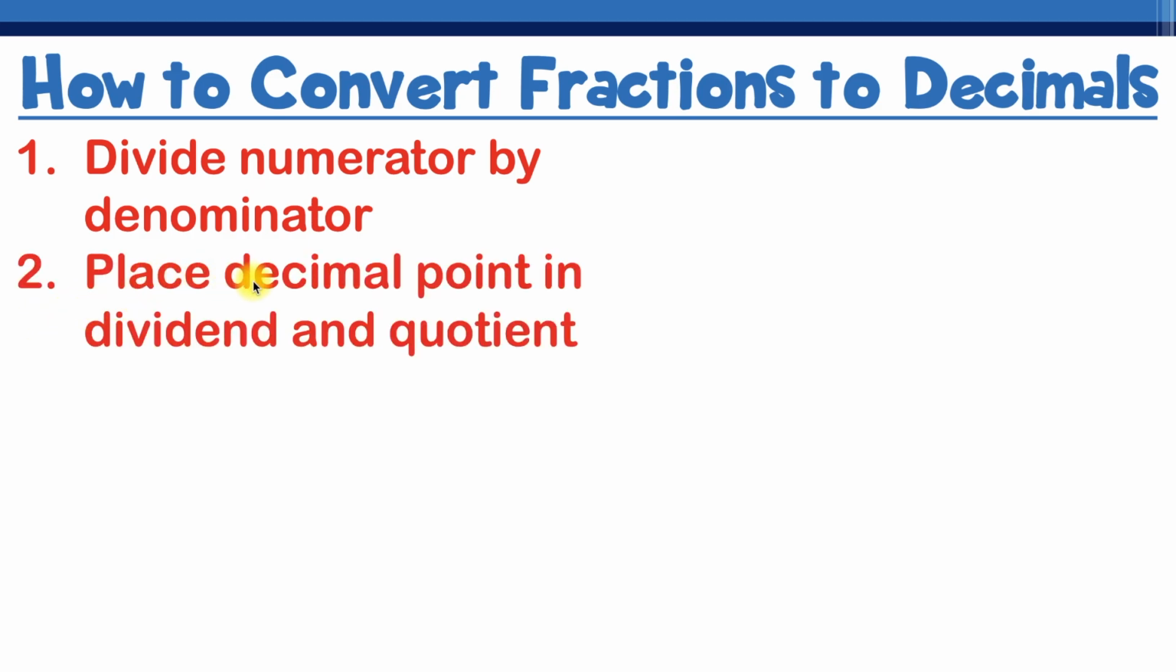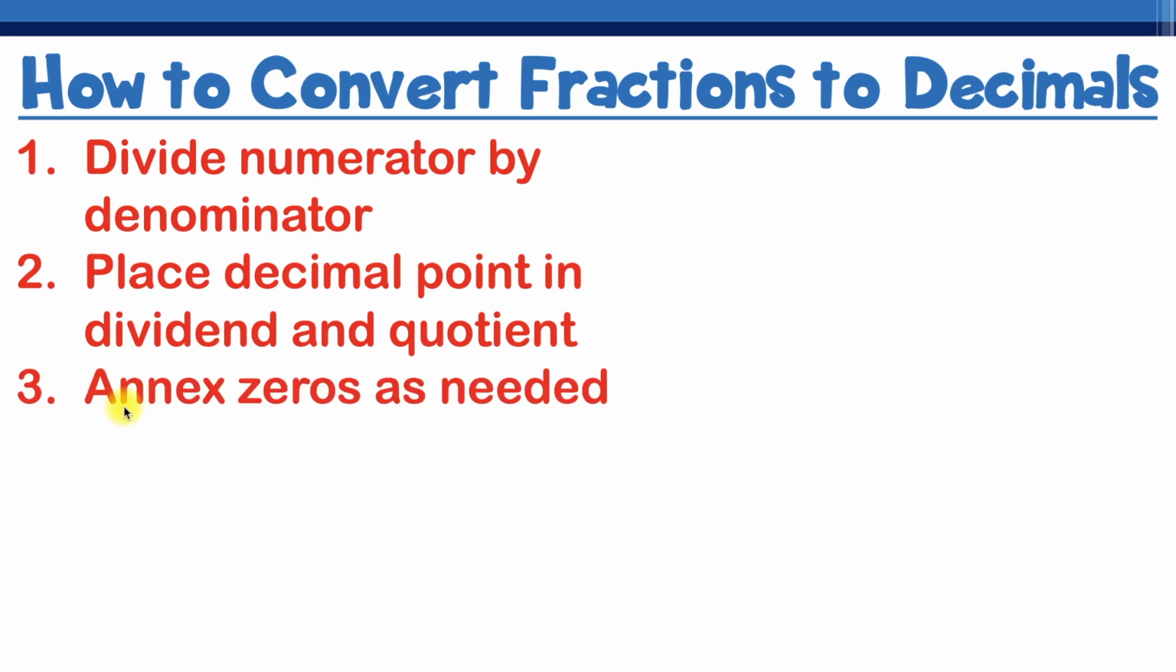Number 2. We're going to place a decimal point in the dividend and the quotient. I'll show you this specifically when we get to that step. And number 3, we need to annex zeros as needed. All that means is we're going to have to write zeros after the decimal point as much as we need to, until we either get a remainder of 0 or we notice a pattern that keeps going and going and going.